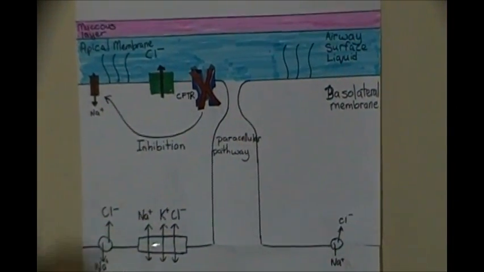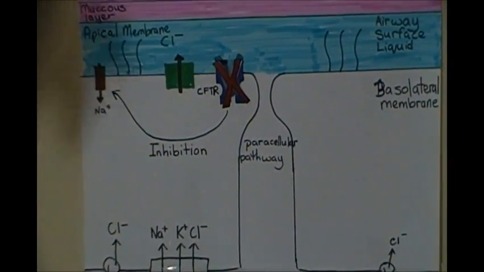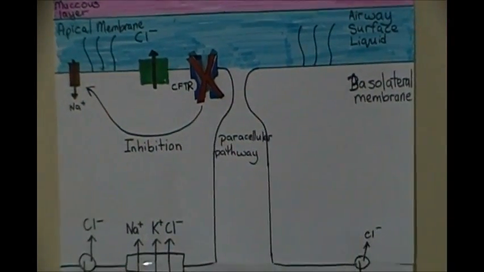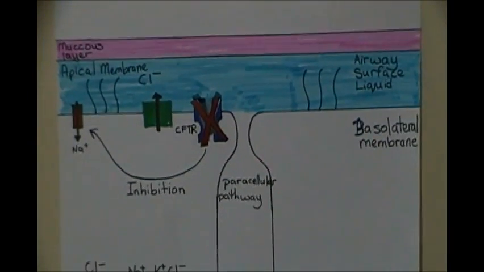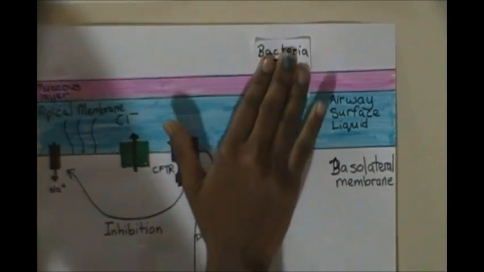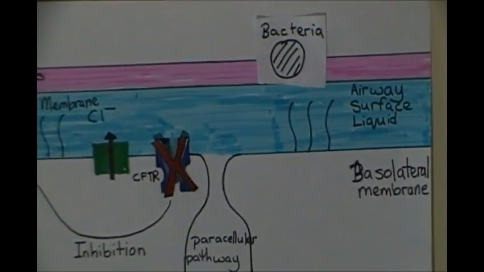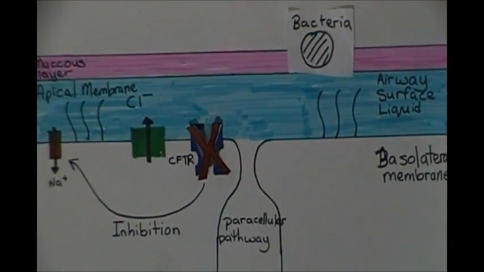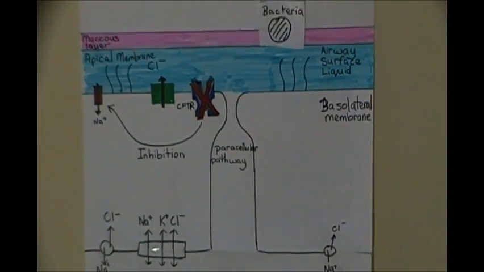Because of this, cilia, which are able to move fluidly in a normal healthy cell, will be unable to move due to the viscosity. This will therefore cause a build-up of bacteria in the mucus layer. As a result, this would cause an infection in the lung.